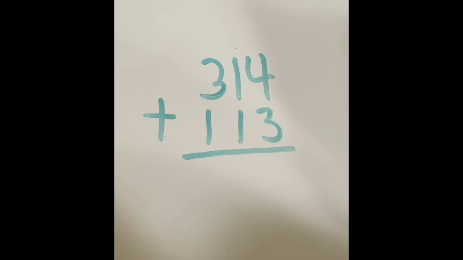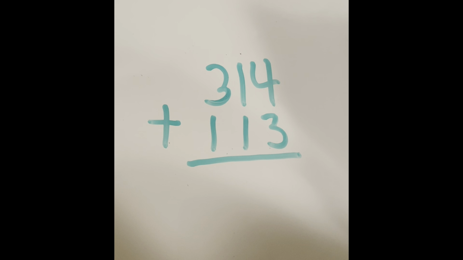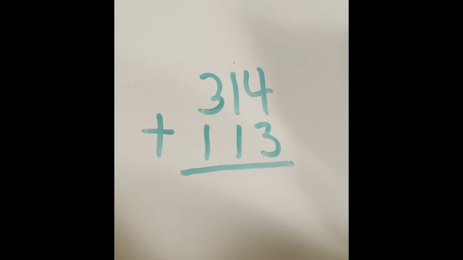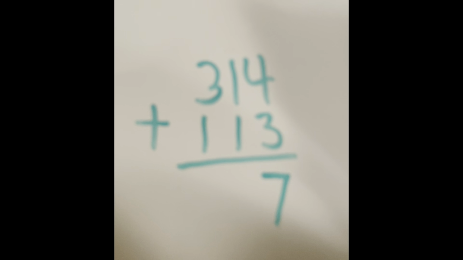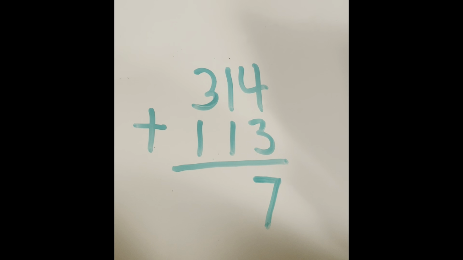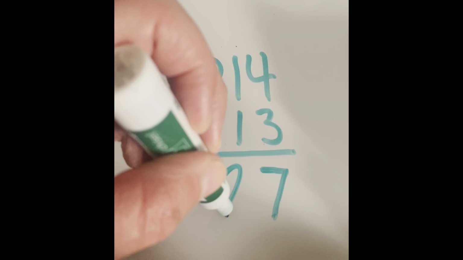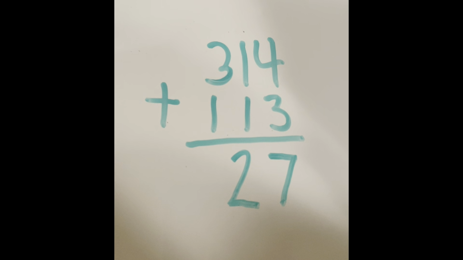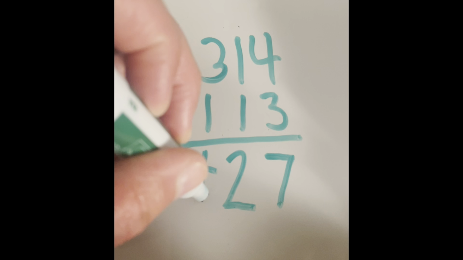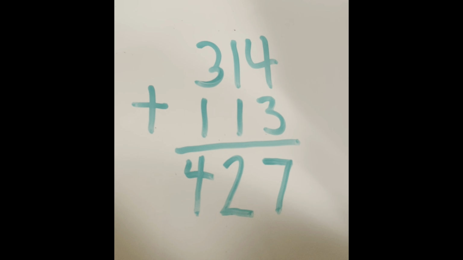Example number 3, 314 plus 113. So we always start in the ones place. 4 plus 3 equals 7. Then we go to the tens place. 1 plus 1 equals 2. Now I'm finishing up in the hundreds place. 3 plus 1 equals 4. And we have our final answer. 314 plus 113 equals 427.